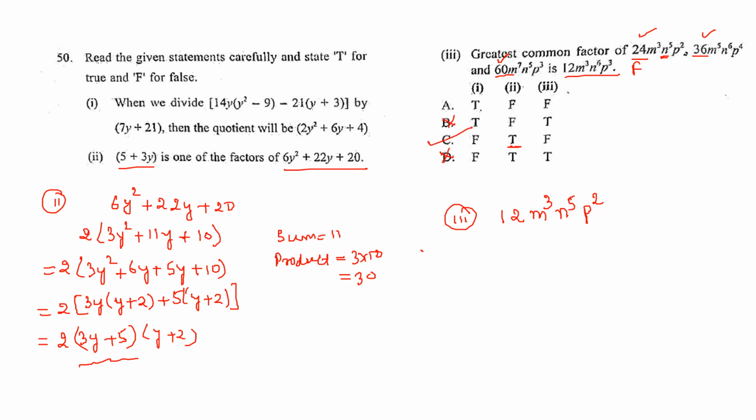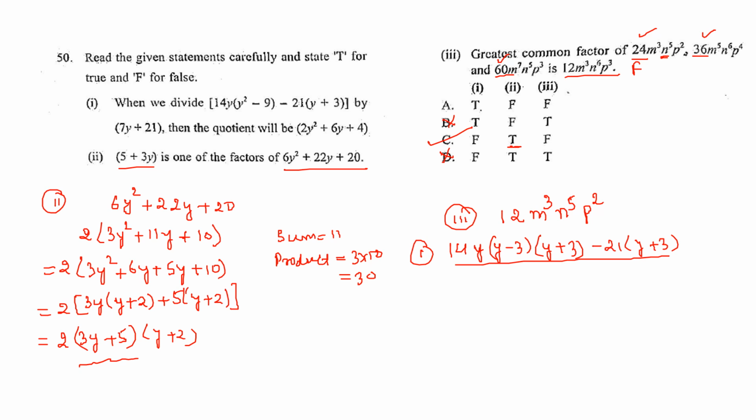But if you want to solve the first part also, what you can do is, the expression given is 14y and now y square minus 9. I am going to use the identity a square minus b square, so it will become a minus b and a plus b, and I know that 9 is the square of 3, so it will become y minus 3 and y plus 3, minus 21 y plus 3, and whole divided by 7y plus 21.